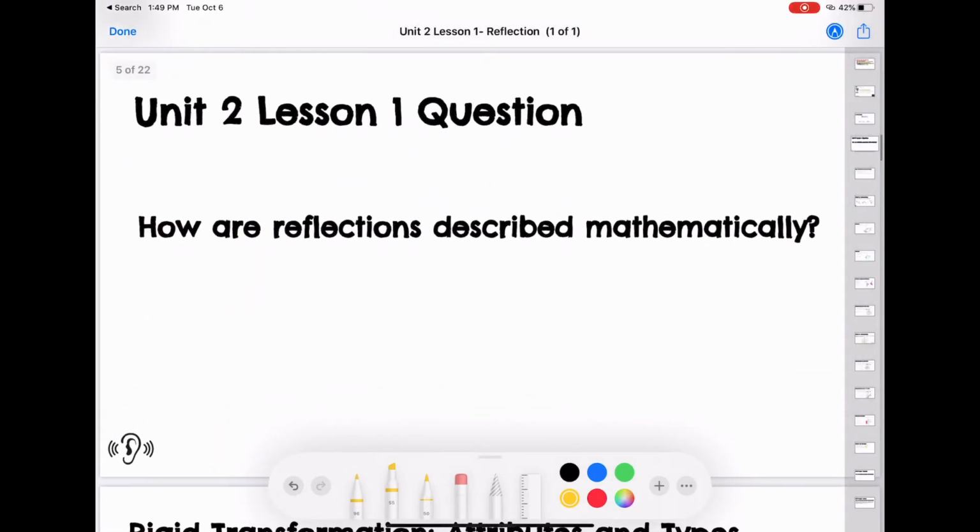At the end of this lesson, you should be able to answer this question. The question is, how are reflections described mathematically? We are specifically focused on how reflections are described mathematically. In the real world, we may think of reflections as a reflection in a mirror. However, in math, reflections are described in a very different way, and at the end of this lesson, you should be able to answer this question.